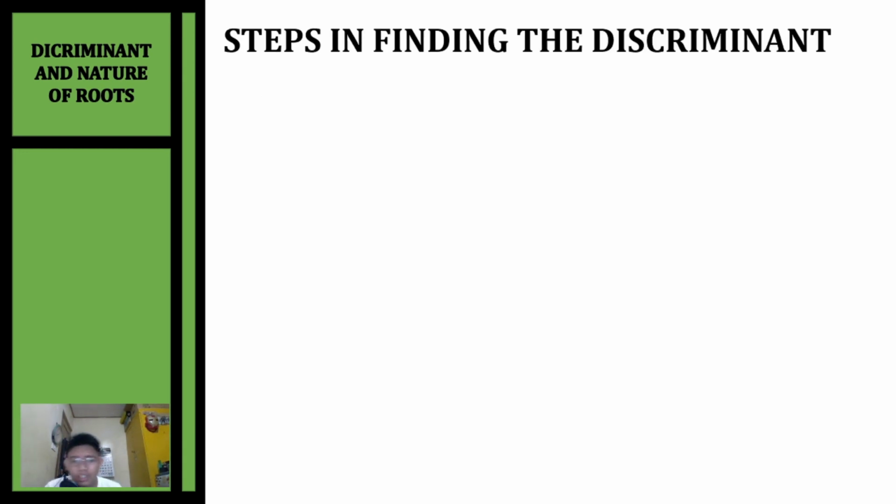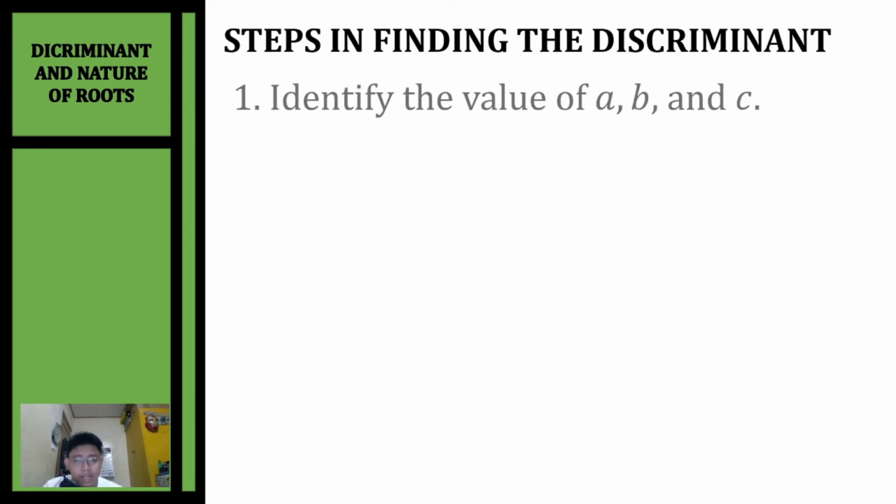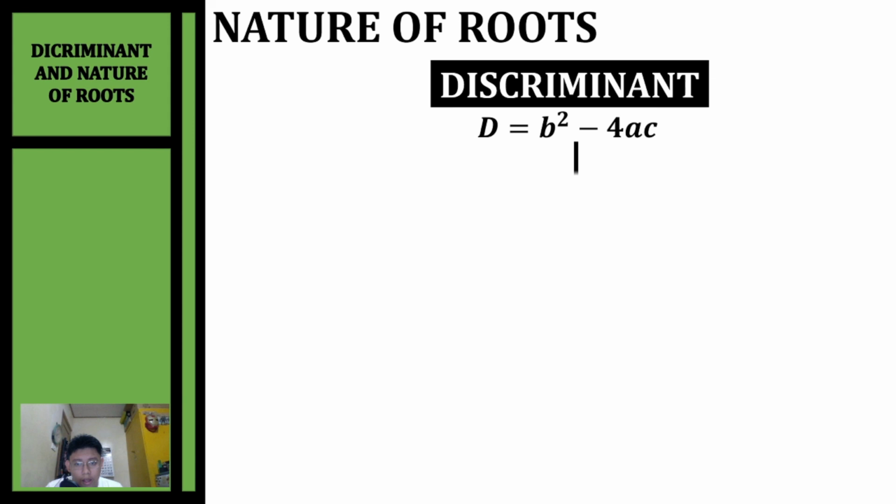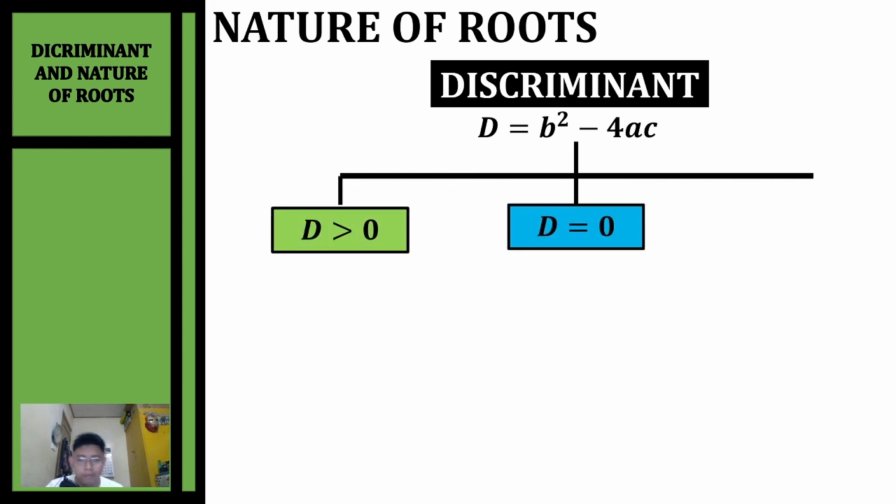So here are the steps in finding the discriminant. First, we need to identify the values of a, b, and c from our standard form. Then we substitute the values of a, b, and c into the formula b squared minus 4ac. After getting the discriminant, we can now identify the nature of our roots. So we're going to identify if it is greater than 0, equal to 0, or less than 0.